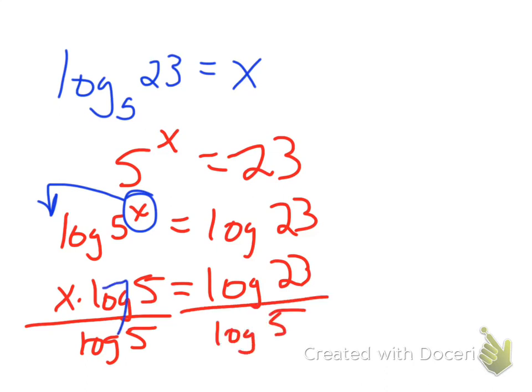This becomes a giant 1. They reduce down to 1. So x will equal the log of 23 divided by the log of 5. And that gives us 1.948 approximately.